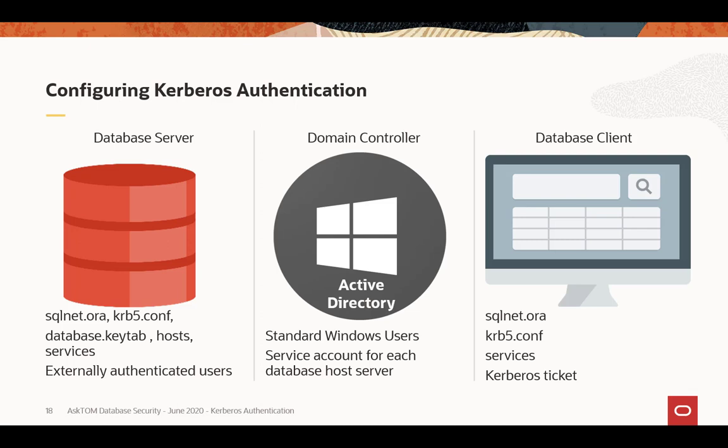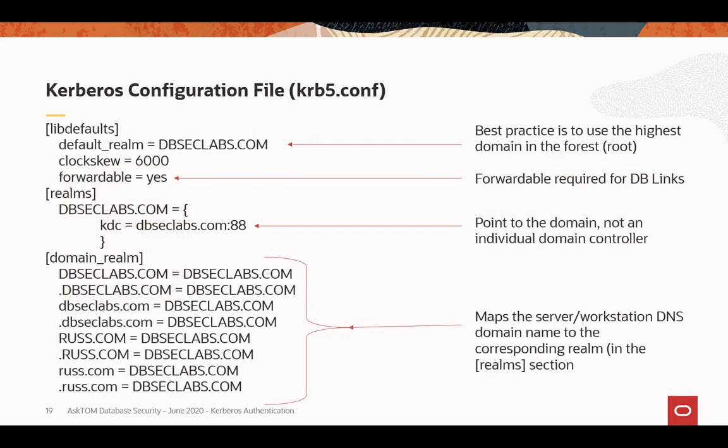Just like on the server, we have the sqlnet.ora, the krb5.conf, and the services file. We may have to manually retrieve a Kerberos ticket if we're on a Linux or Unix client, or if we are on a Windows client that is not part of the Active Directory domain. Okay, but these are our moving parts. Let's dig into these, and we'll start with the krb5.conf file.